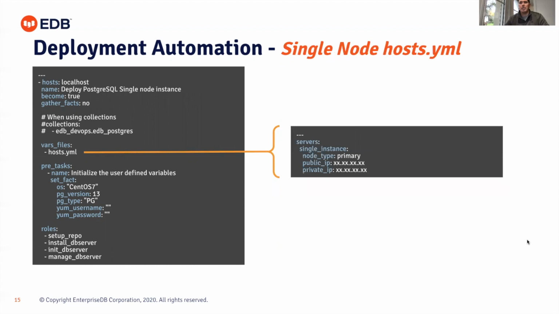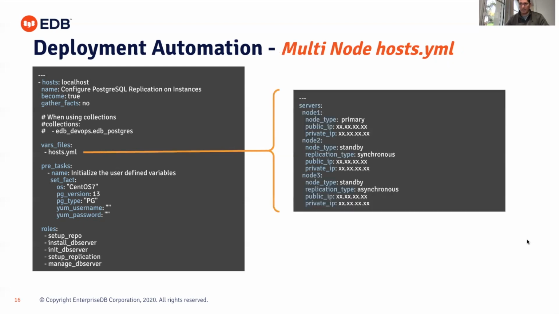Here we have an example of a single node deployment configuration. Only one server is referenced and its node type is set to primary. In this example, we want to deploy Postgres on 3 machines. The node 1 machine will host our Postgres primary instance, and the node 2 machine will host a synchronous streaming replication instance of node 1. And the node 3 machine will host an asynchronous streaming replication instance of node 1.